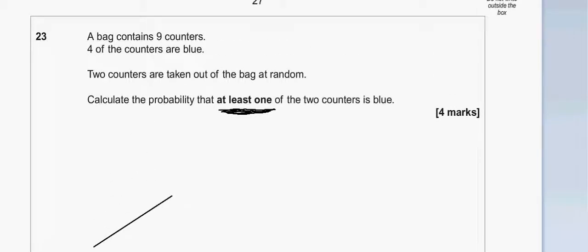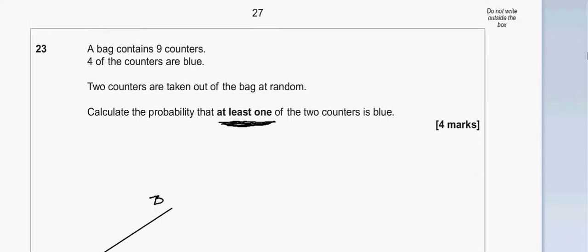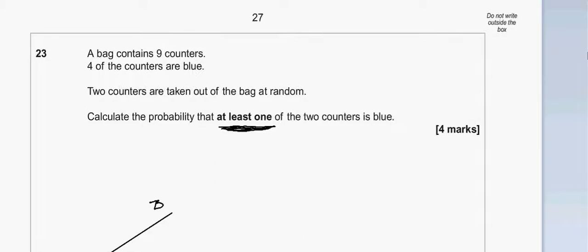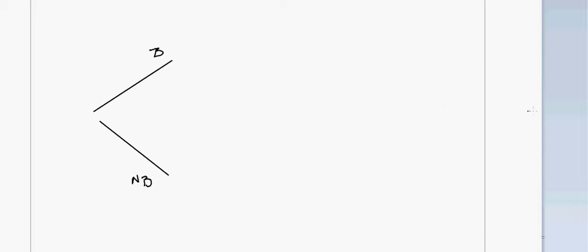So we have blue, and they don't tell us what the other counters are. So we have blue and not blue. So 4 of the counters are blue. So the probability of pulling a blue is 4 of the 9. So the probability of not blue is 5 of the 9.